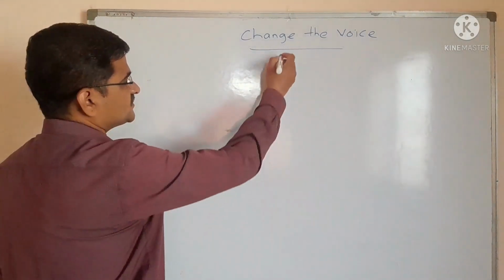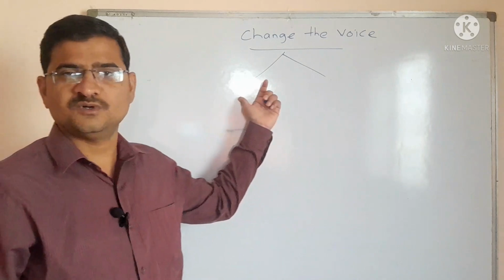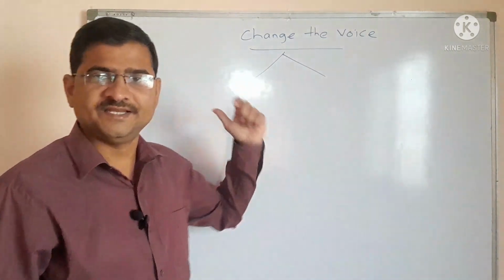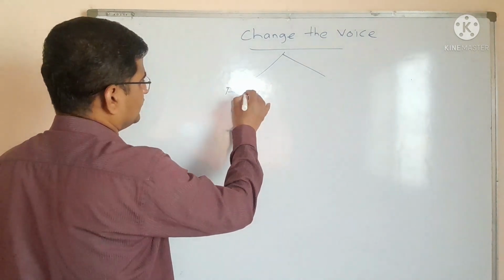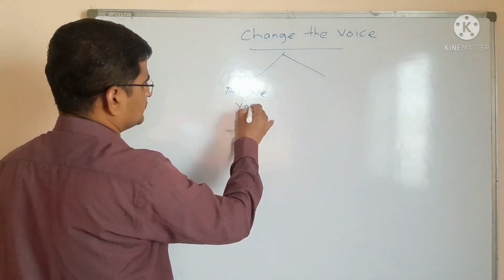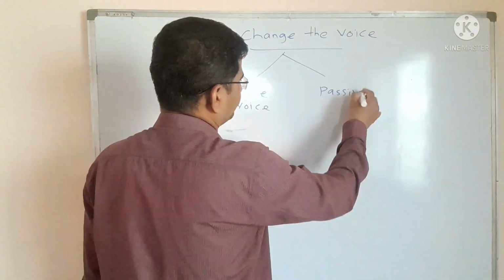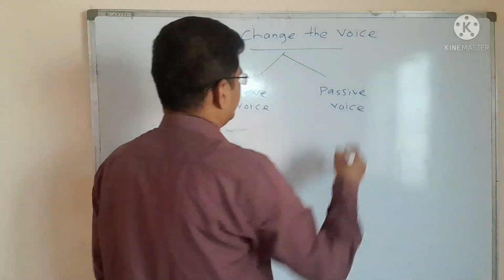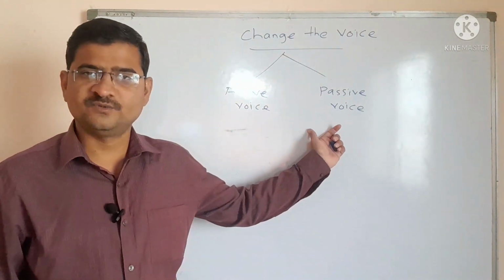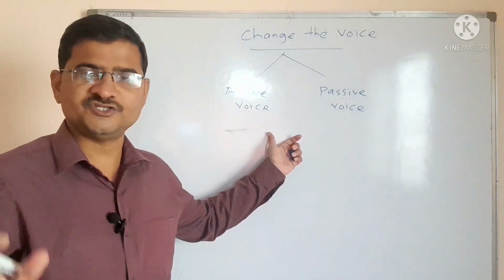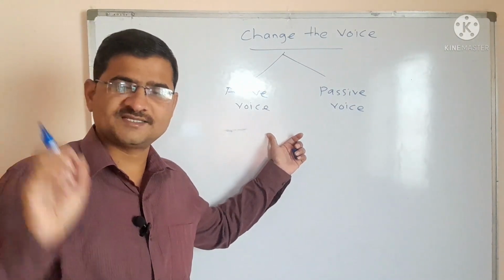First of all, try to understand the term change the voice. There are two types of voices in English. They are active voice and passive voice. Try to understand the difference between active voice and passive voice. We will try to differentiate between active and passive voice with the help of one example.